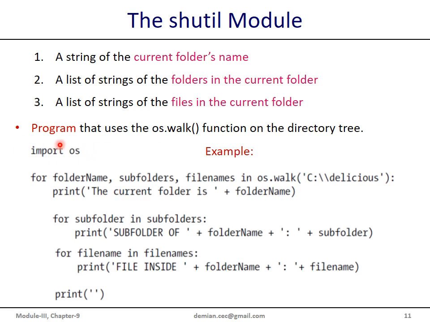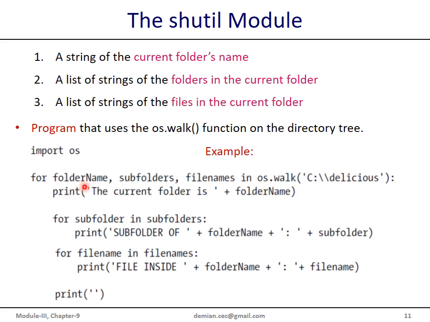We have to import the os module, and as I said, the os.walk function takes the argument which is the source folder name, source in the sense the folder name where we want to traverse all the subfolders and the files, again subfolders of all these folders recursively. This function, as I said, returns the three items on every iteration.